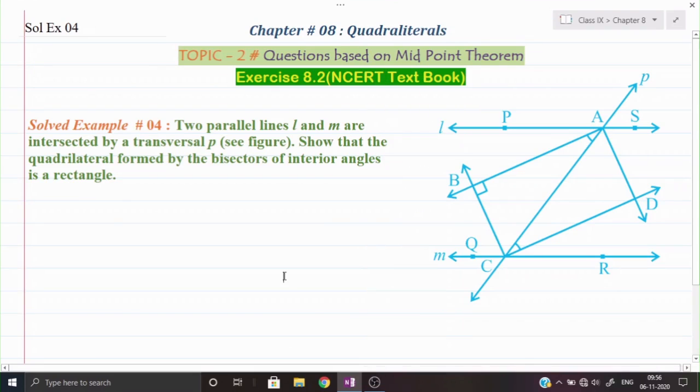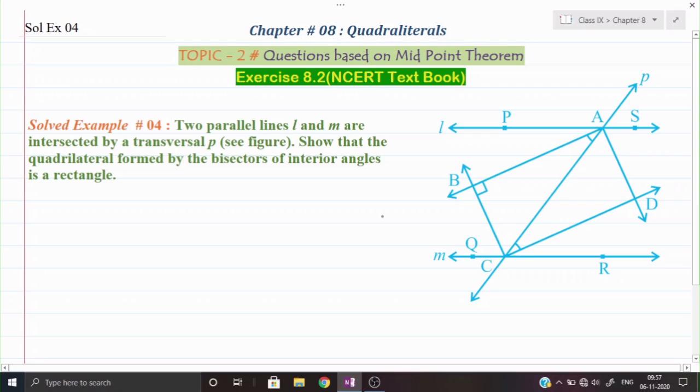Solved example number 4 is given as two parallel lines L and M are intersected by a transversal P. Show that the quadrilateral formed by the bisectors of interior angles is a rectangle. See what they have done, they have drawn the bisectors of the interior angles. Who are the interior angles? Those which come between the parallel lines.